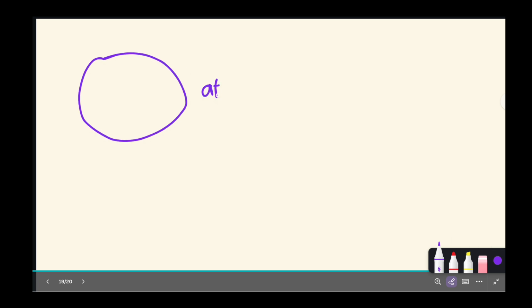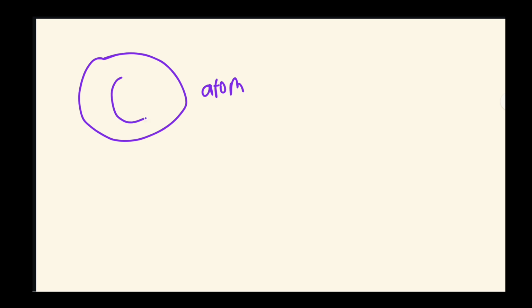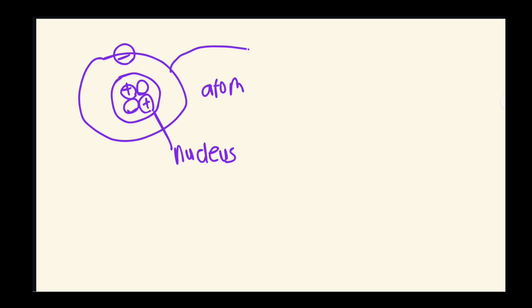Now here's an atom. Here's the nucleus. There are protons and neutrons. There's also an electron. And we call this the outer shell. And this shows the energy.